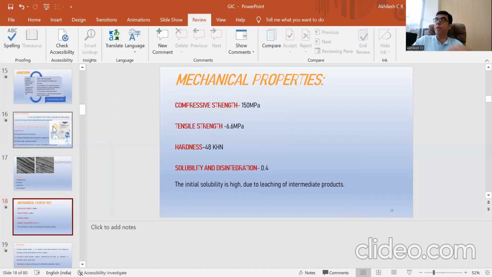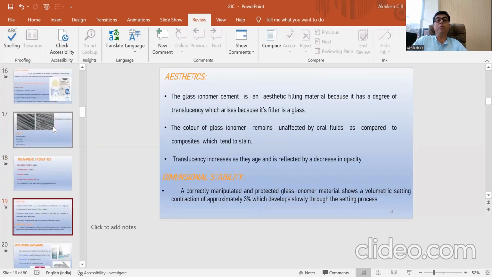Now let us go to the mechanical properties: compressive strength, tensile strength, hardness, solubility and disintegration, etc. The compressive strength of GIC is 150 megapascal. The tensile strength is 6.6 megapascal. The hardness is 48 KHN. Solubility and disintegration is 0.4.